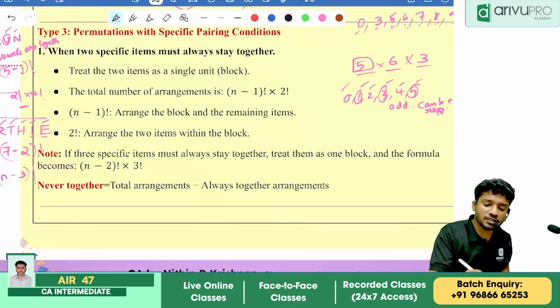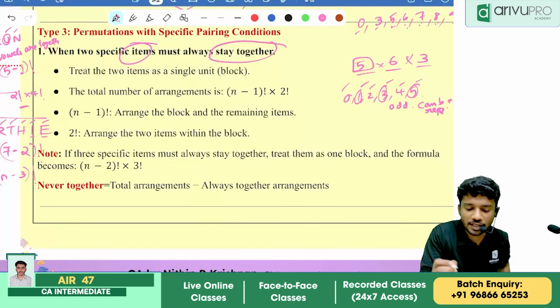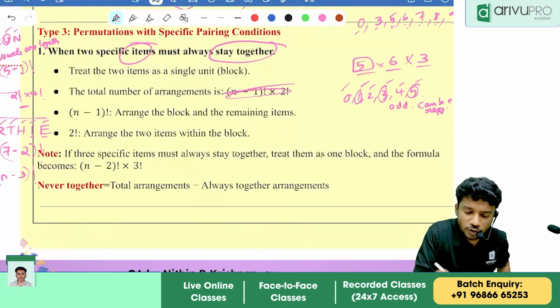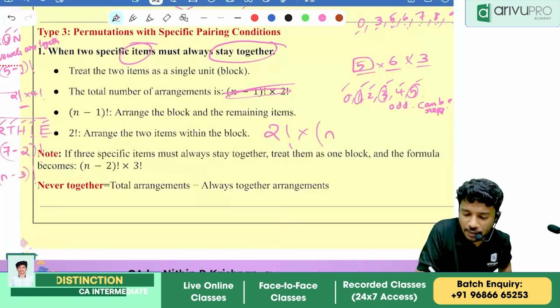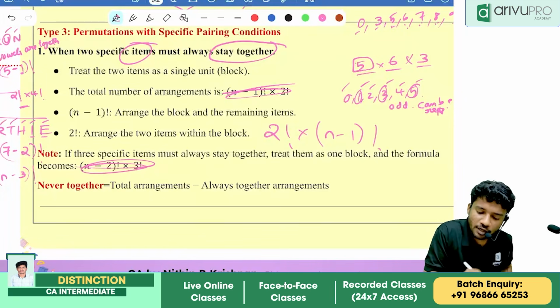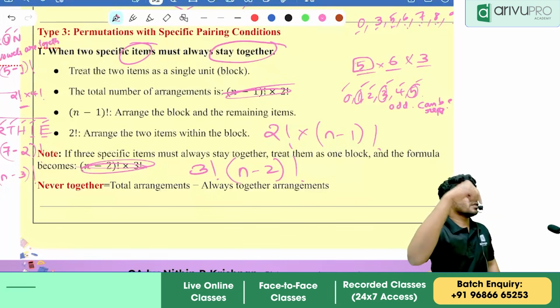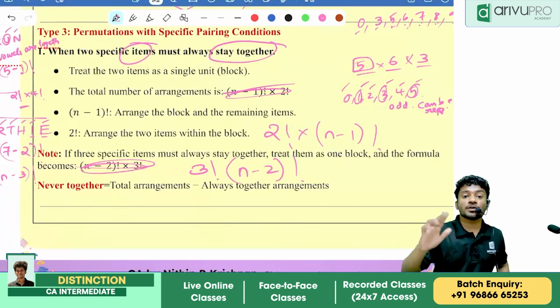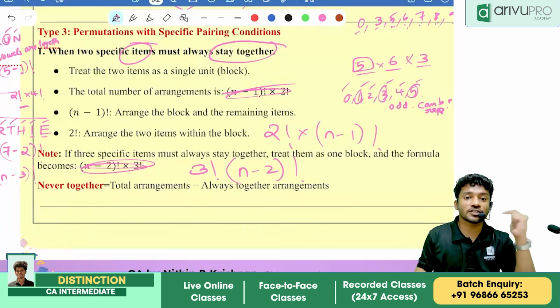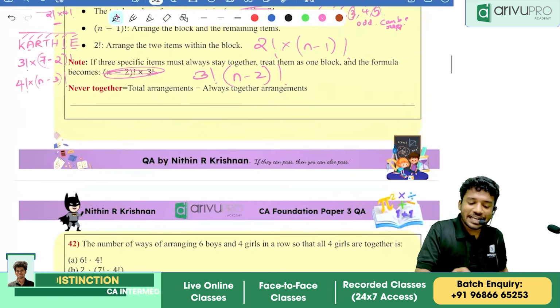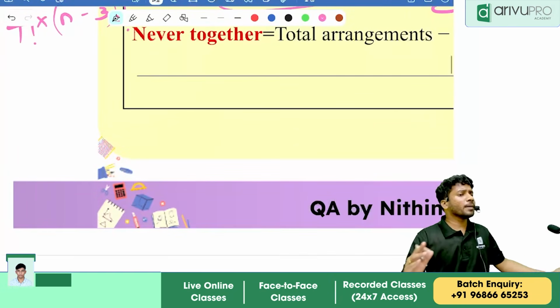When two specific items are always staying together, the formula is what? 2 factorial into n minus 1 factorial. When three things are together, 3 factorial into n minus 2 factorial. This will help you in the examination to get the answer within 5 or 6 seconds, if you know how to calculate properly. Yes. Now, I'll make repetition.